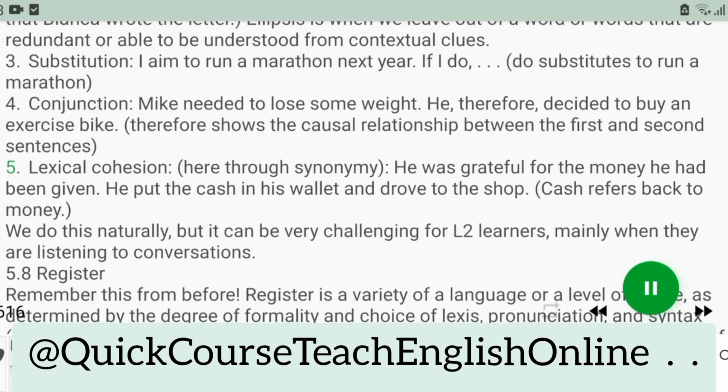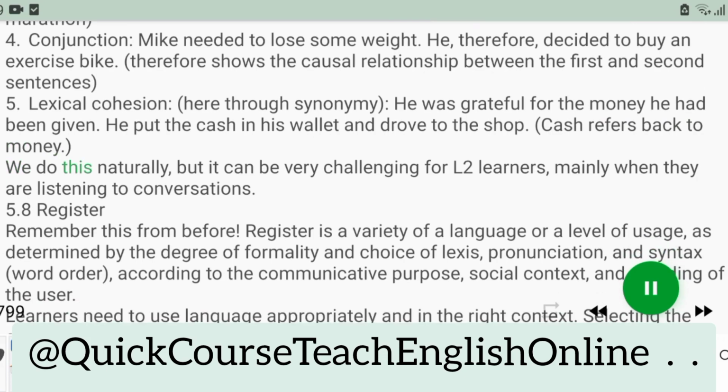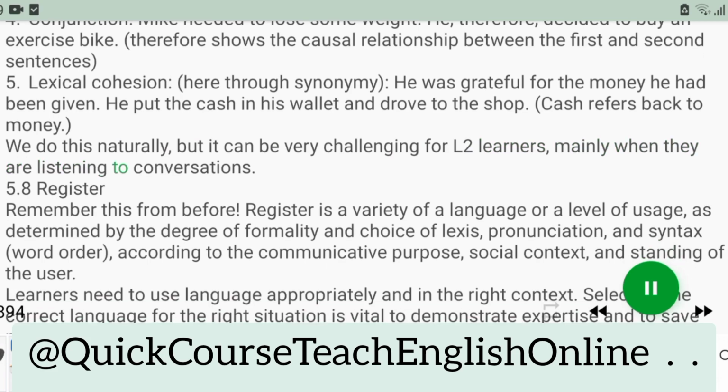5. Lexical cohesion. Here, through synonymy: he was grateful for the money he had been given. He put the cash in his wallet and drove to the shop. Cash refers back to money. We do this naturally, but it can be very challenging for L2 learners, mainly when they are listening to conversations.